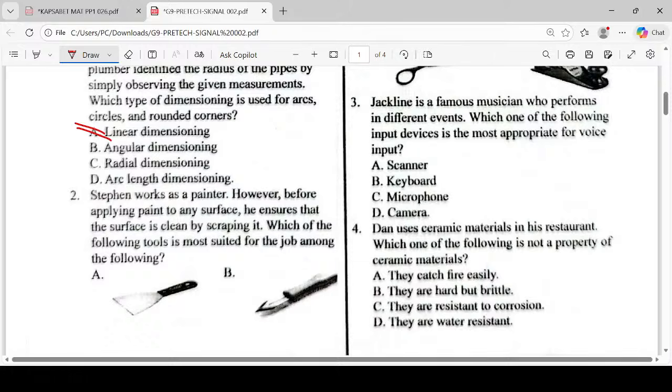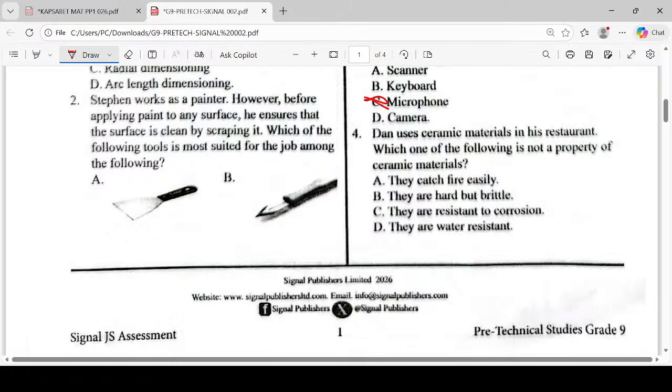Question number 3. Jacqueline is a famous musician who performs in different events. Which of the following input devices is the most appropriate for voice input? What is it that can be used for voice input? A scanner? No. Keyboard does not take in voice. Microphone? Yes. Camera? No. So the voice input device here is the microphone, which make choice C for cat the correct answer.